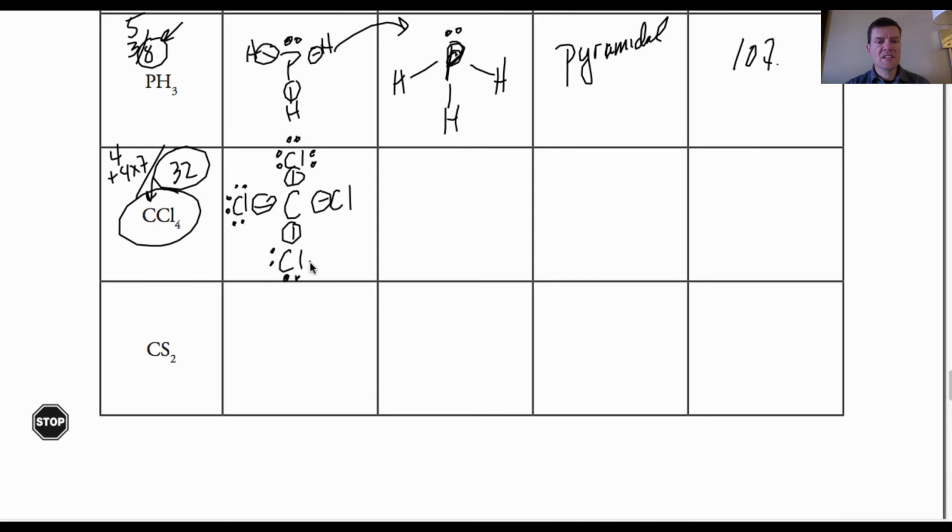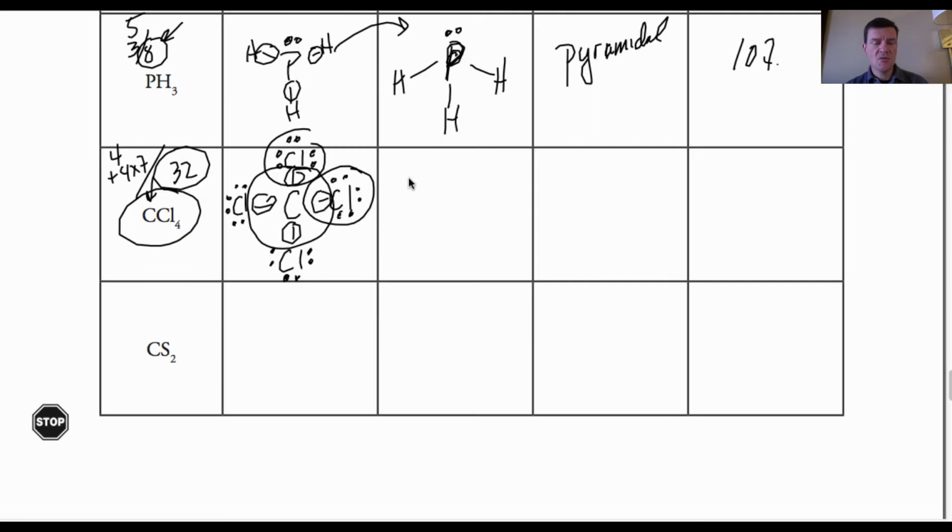14, 16, 18, 20, 22, and 24. Everybody's happy. Chlorine's happy, it's got 8. This chlorine's happy, it's got 8. Carbon is happy because it has 8. Everybody's got an octet. Happy, happy, happy. Stable. Compound makes everything more stable.